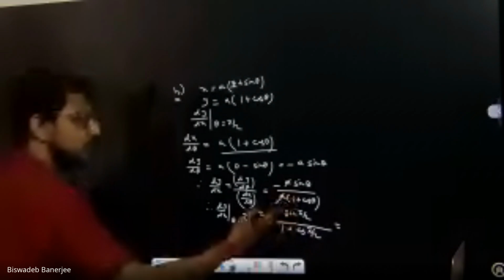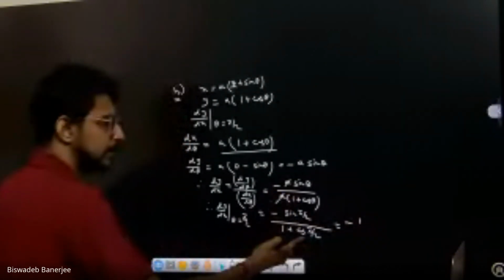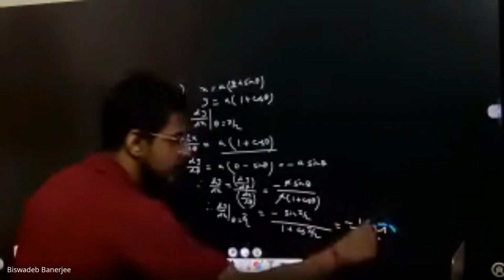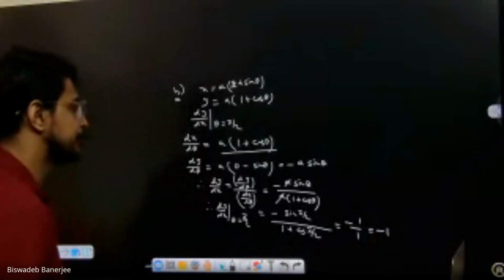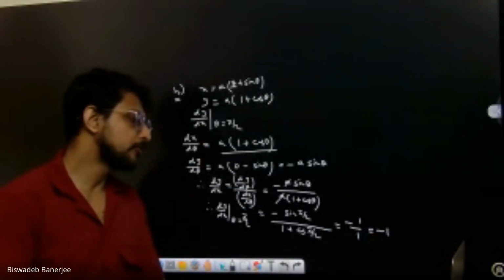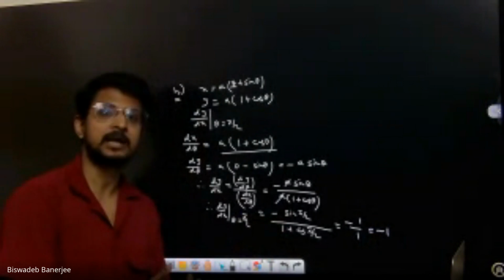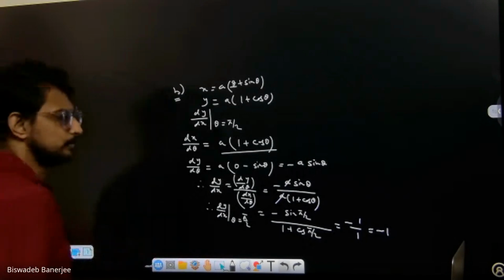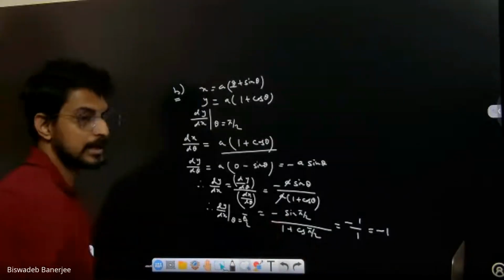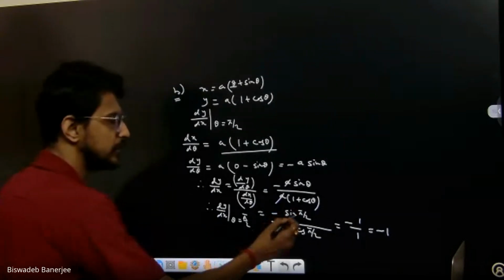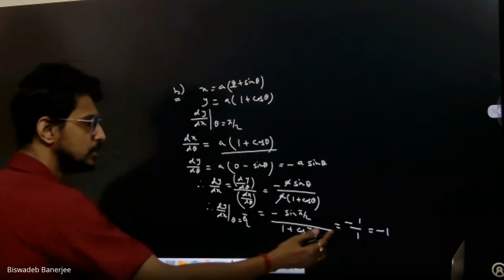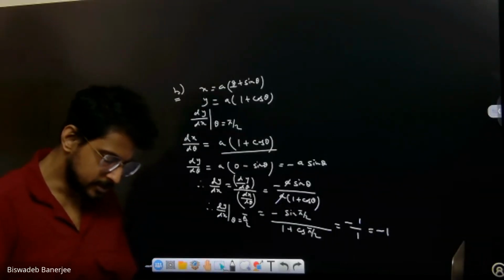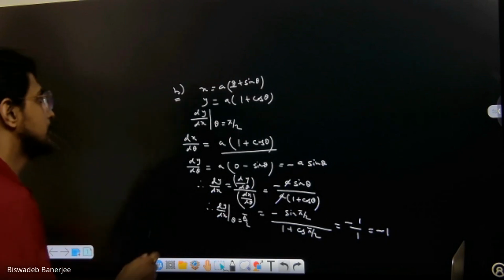Now, as we know, sine pi by 2 is 1 and cos pi by 2 is 0. You can find this value from a calculator as well. I'm just giving a trick: a scientific calculator is allowed, so if you forget these values, you can use the calculator. Sine pi by 2 is 1, cos pi by 2 is 0. So my answer is minus 1. It's a basic question.